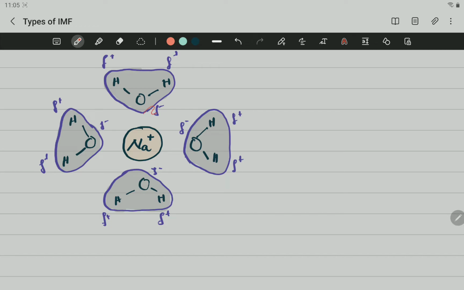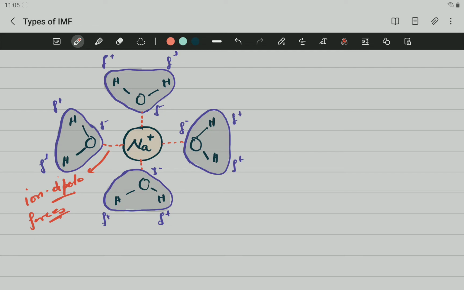So there will be forces between that negative side and the ion, and that is what we call ion-dipole forces. This here is the ion-dipole forces. It is formed between an ion and a polar molecule.